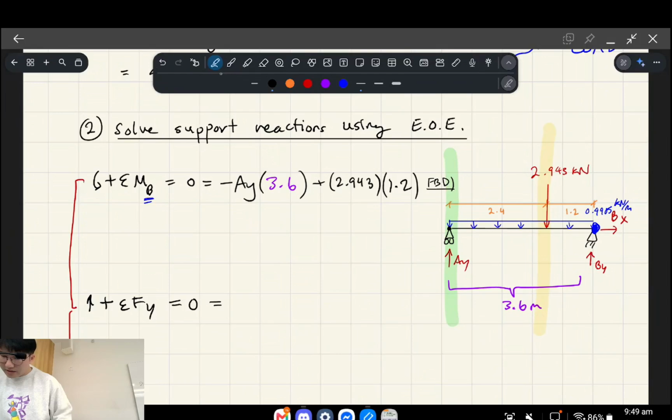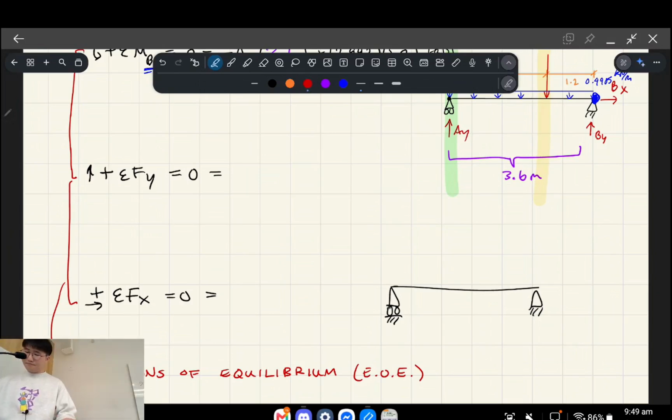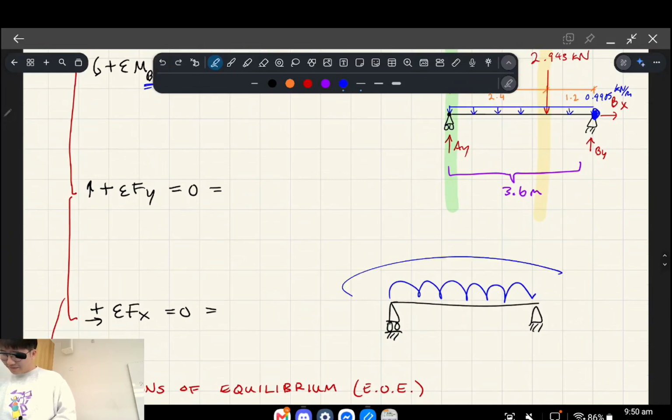Okay, let me redraw this so I don't crowd the picture above. You've got the support conditions as per the previous diagram, and we've got this. Sometimes I draw the uniformly distributed load as that, so these downward arrows are the same as doing it like that. That's just the lazy way of doing it essentially, right?